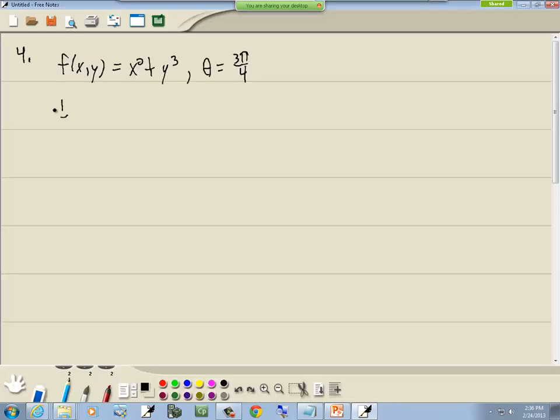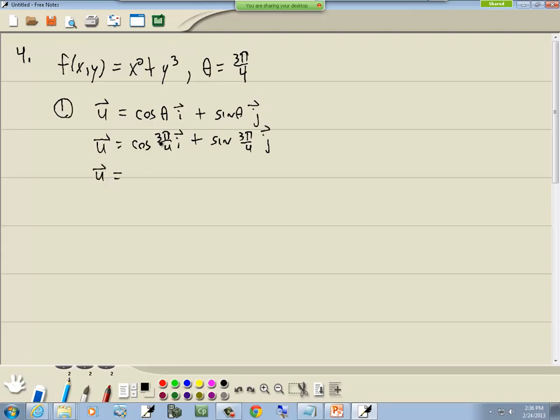Now, our first step is to find a unit vector. Here they're giving us a different formula. Since we're given theta, they're telling us to instead use this for our unit vector. So then I just need to plug in my 3 pi over 4. I got cosine of 3 pi over 4 i plus sine of 3 pi over 4 j. Now 3 pi over 4, if I look on my unit circle, our points are negative square root of 2 over 2 and positive square root of 2 over 2. Cosine is our x, so this becomes negative square root of 2 over 2 i plus sine, which is our y, square root of 2 over 2 j. And if I were to square these and add them together, I find this is truly our unit vector.